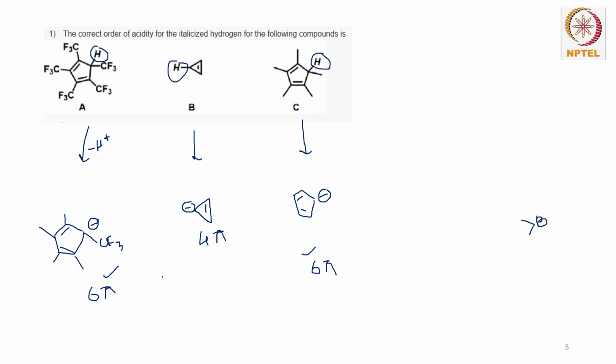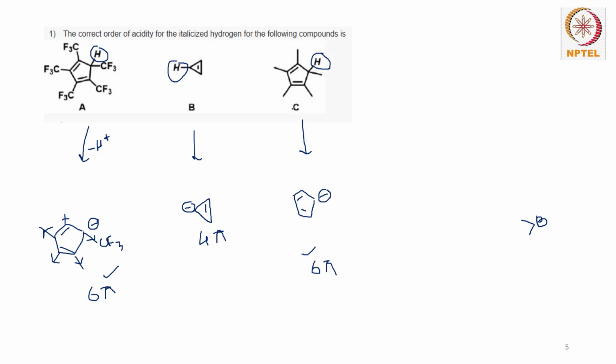Now among these two, which one will be greater? See, it has a CF3. CF3 has a minus I effect. Because of that, it can stabilize this negative center. It is already stable because of aromaticity, and it can also pull the electron from the ring, because this electron is delocalizing throughout the ring. If a substrate is negatively charged, it is not stable, but if you pull the electron away, it will gain some stability. The other one has no such stability.